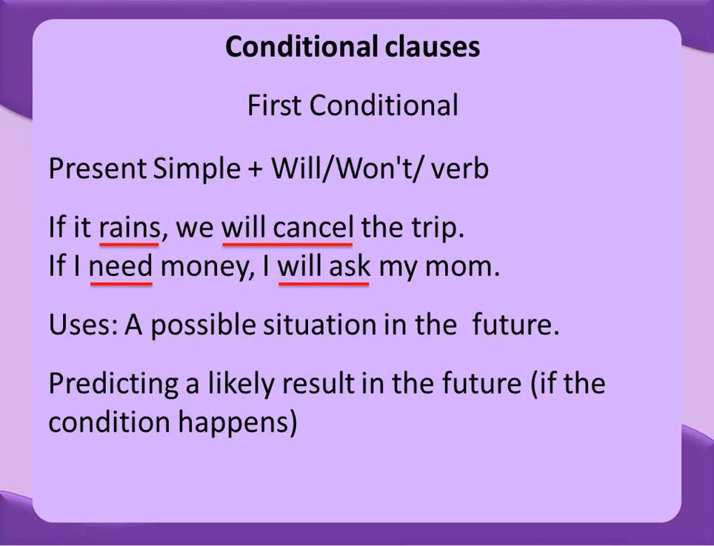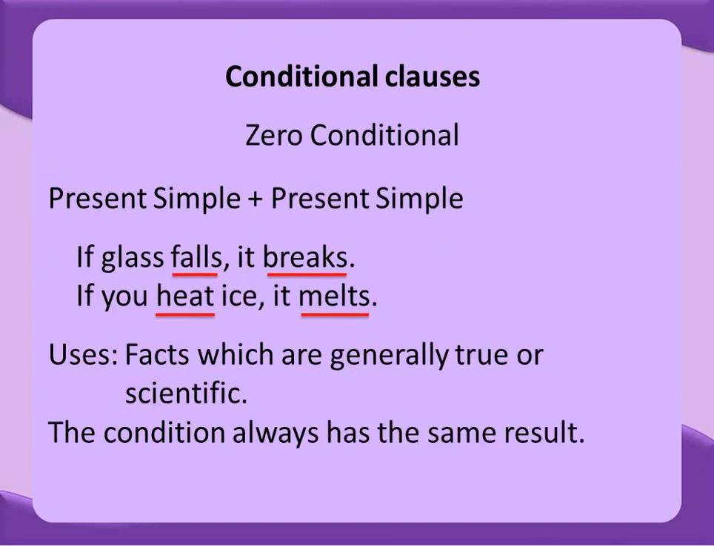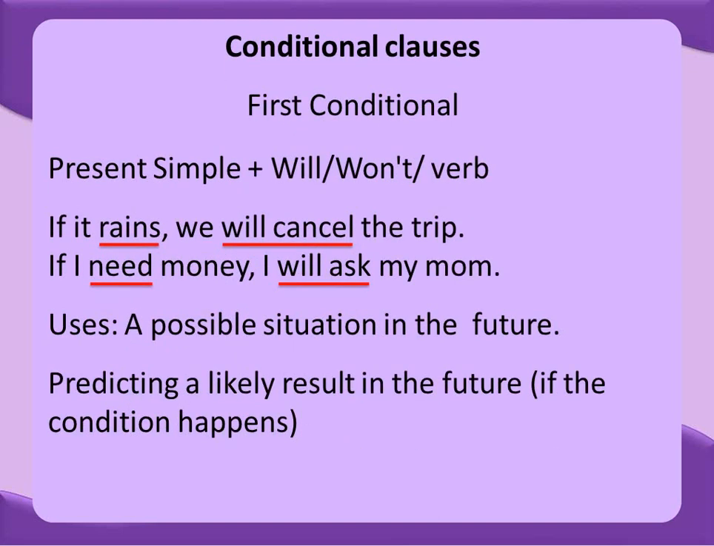The difference between zero conditional and first conditional clause is that for the condition, the result is always the same, so we use simple present in result clause of zero conditional clauses. Whereas in first conditional clause, we may have different results, so we use will plus V1 form of the verb.